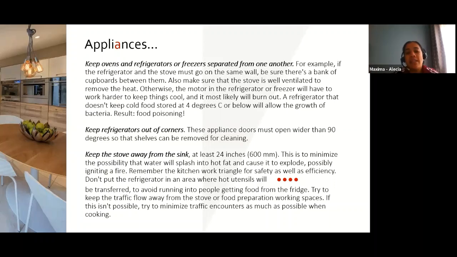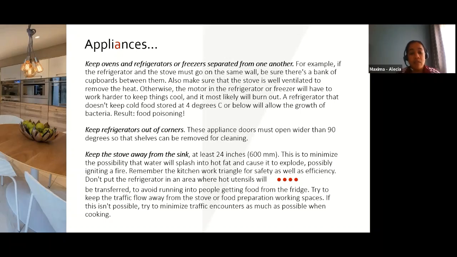If we're looking at appliances, keep ovens and refrigerators or freezers separated from one another. The motor of the fridge will work extra hard if it's directly next to an oven or something that generates heat. Most appliance doors open wider than 90 degrees. As Cobus mentioned, it's a good idea to leave a larger space in an aisle, or distance between the units, because if an appliance door like an oven is open, it would be difficult for anybody to pass through if it's anything smaller than 1.2 meters.